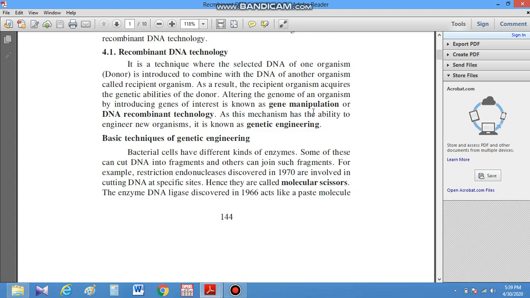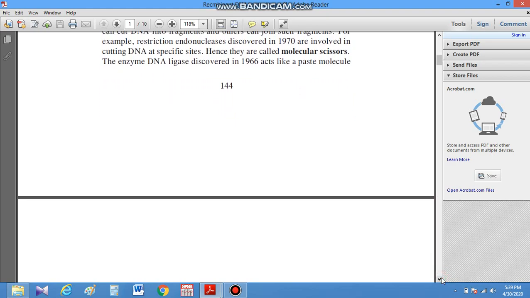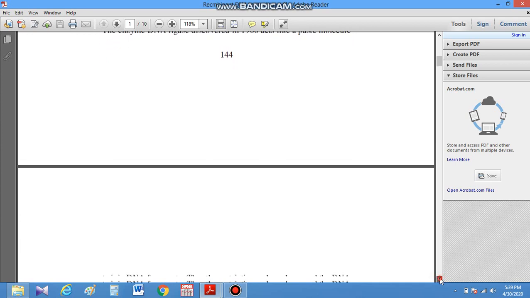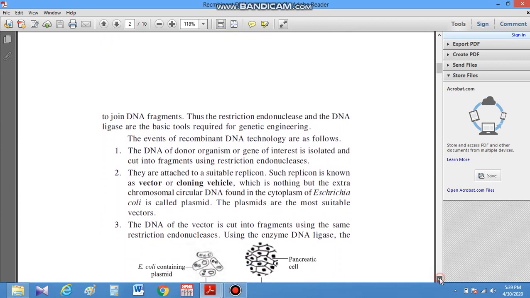With regard to tools, we know that restriction endonucleases, which are also called molecular scissors, and DNA ligating enzymes are important in genetic engineering. First we discuss how a recombinant DNA is produced. We can understand this in the diagram.